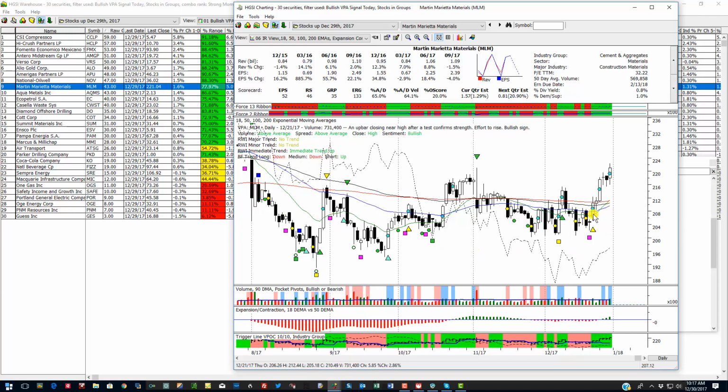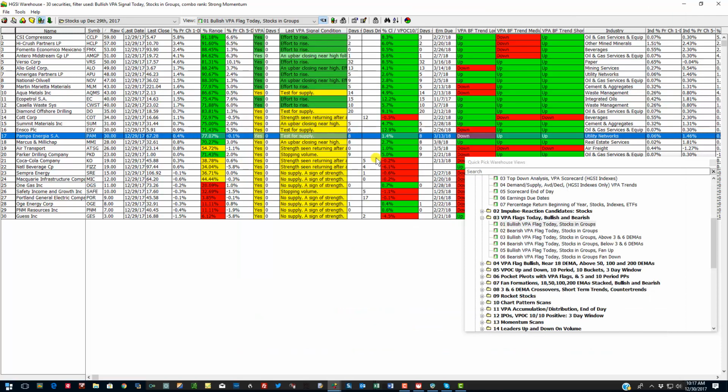Starting to move up. Effort to rise, along with a confirmation of this test. More effort to rise. An expensive stock, to say the least. But once again, it passes the filter.